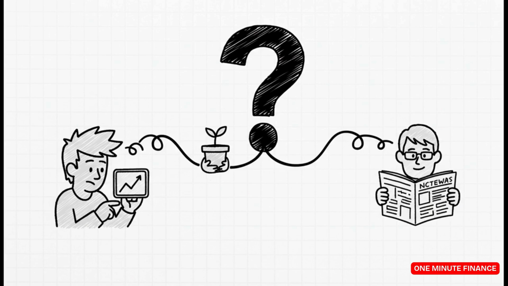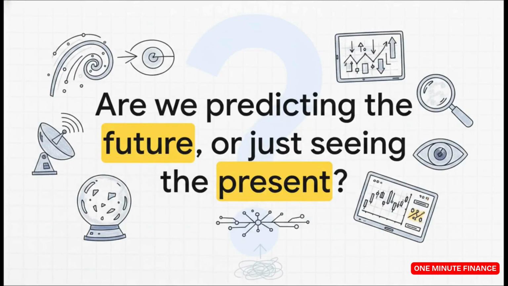But it doesn't matter if you're a day trader, a long-term investor, or just a curious person trying to make sense of the world, all of these tools are really just different ways of trying to answer the same single fundamental question. And that question is this: as our tools and our technology get smarter and more powerful, are we actually getting better at predicting the future? Or are we just building things that finally, for the first time, let us see the present with perfect clarity? It's something to think about.